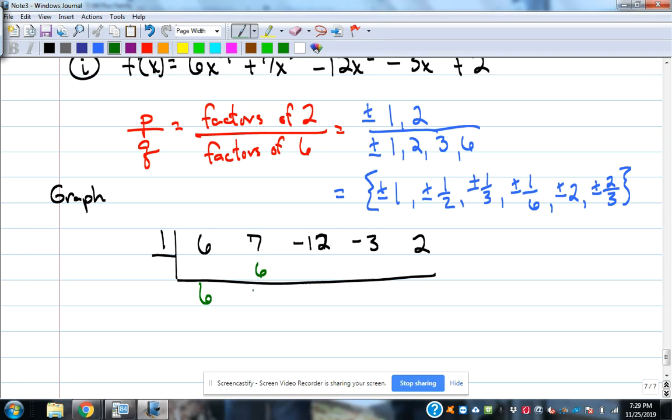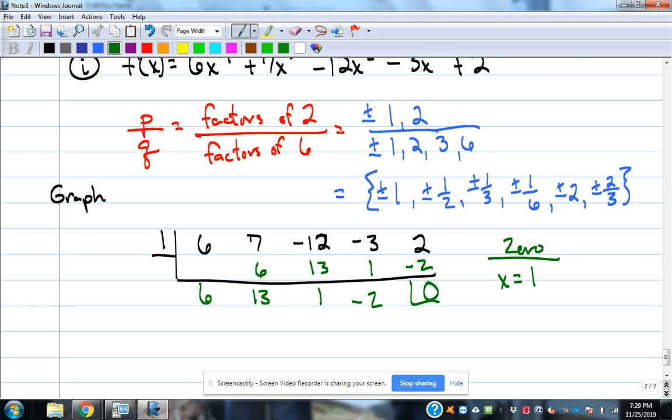Six. And what do you know? There's that remainder at 0. Okay. So we verified that it looked like it was crossing at positive 1. We verified it with our synthetic division that it is. So we have a 0 at x equals 1. What did it do to our polynomial?